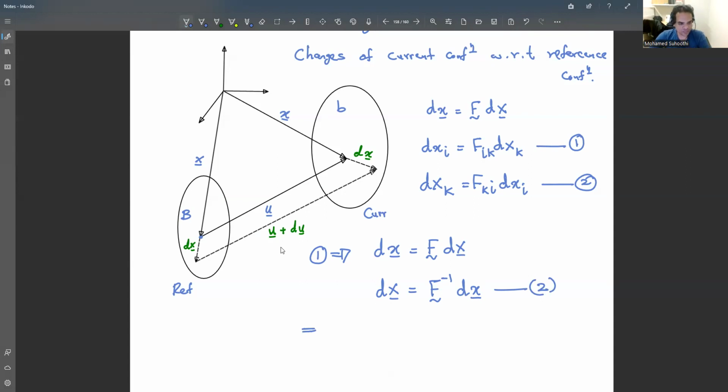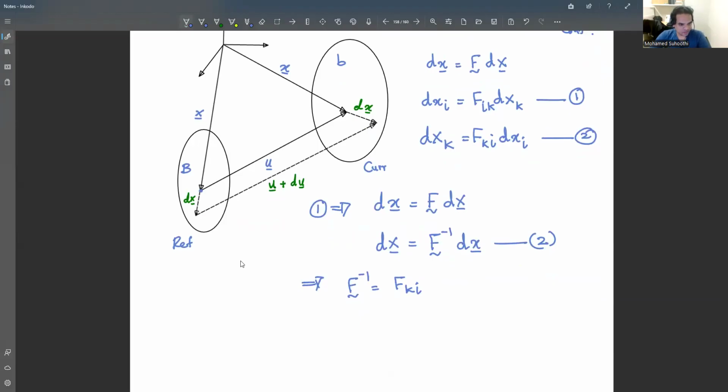So therefore, what you can write for your F inverse actually is F_Ki, right? F inverse is F_Ki. This is something you must know, right? So what is this one? F into F inverse is the identity matrix, right? So the same thing you can write here.